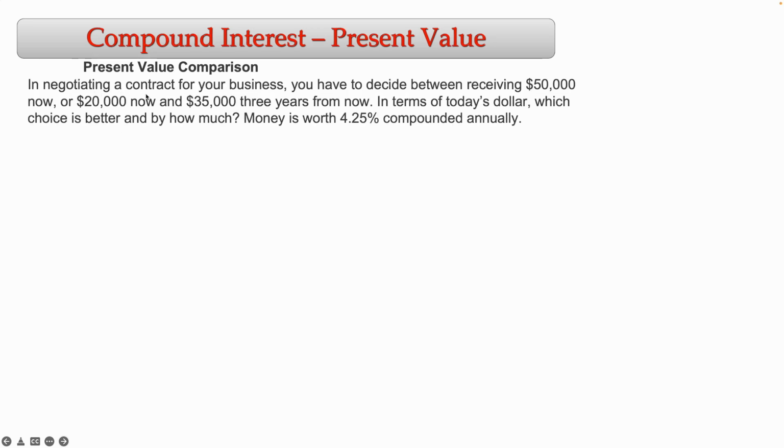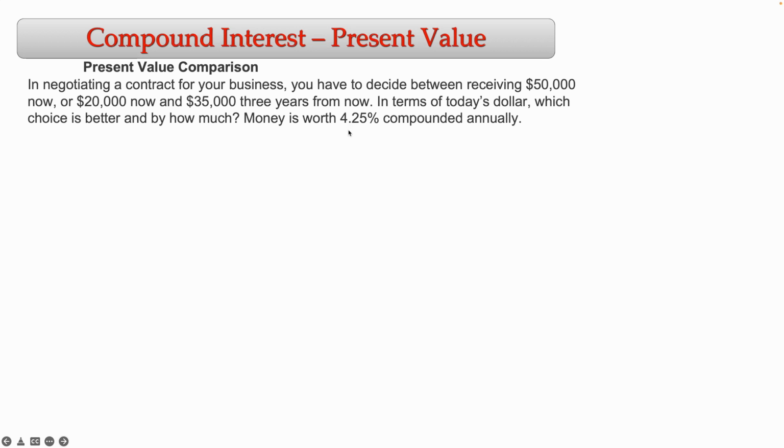In negotiating a contract for your business, you have to decide between receiving $50,000 now or $20,000 now and $35,000 3 years from now. In terms of today's dollar, which choice is better and by how much? Money is worth 4.25% compounded annually.